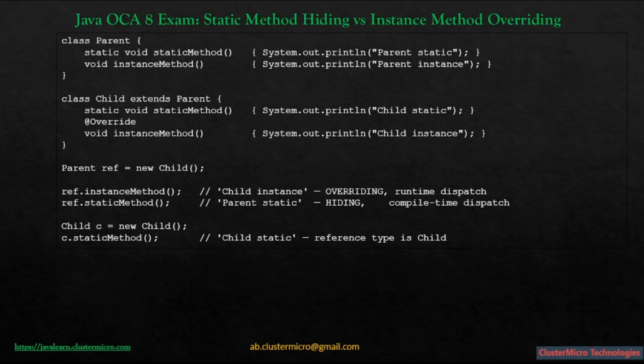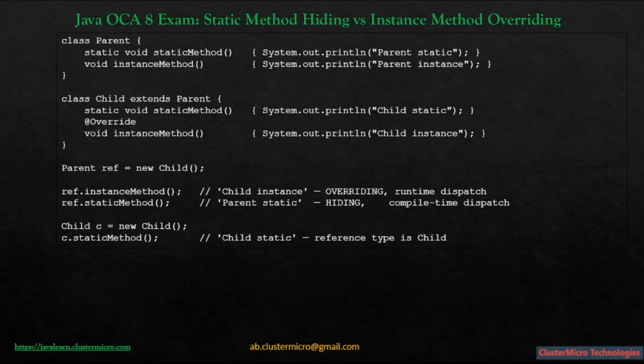First call, ref.instanceMethod. The compiler looks at the reference type Parent, sees that the instance method exists and allows the call. At runtime, Java looks at the actual object, which is a Child, and calls Child's instance method. This is dynamic dispatch. The output is child instance. Second call, ref.staticMethod. Here is where it gets different. Static methods belong to the class, not to any object. There is no dynamic dispatch for static methods. The compiler sees the reference type is Parent, resolves the call to Parent's static method right there at compile time, and that is the end of it. The actual object being a Child makes no difference. The output is parent static.